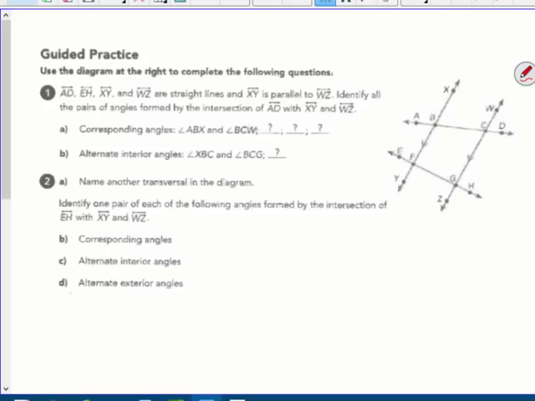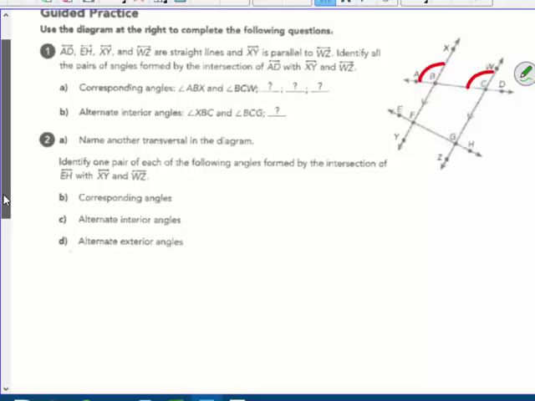Use the diagram at the right to complete the following questions. Line AD, line EH, line XY, and line WZ are straight lines. Line XY is parallel to WZ, so there are the parallel lines. The other lines are the transversals, so AD is one transversal and EH is the other. Letter A, corresponding angles are ABX and BCW. So ABX and BCW, yes, that's a pair of corresponding angles.